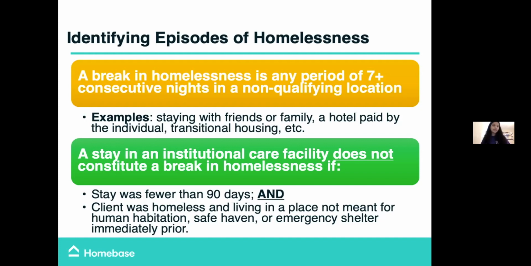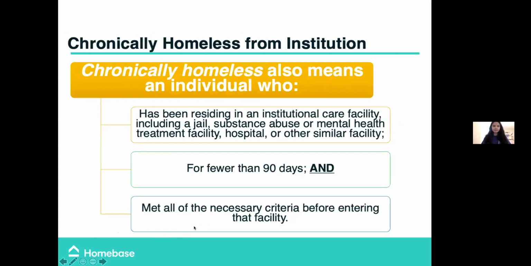I want to note that while the language for Category 1, literal homelessness for institutional stays, is 90 days or fewer, for chronic homelessness, it's fewer than 90 days. So this means 89 days or fewer. An individual stay in an institutional care facility counts towards the 12-month total, so long as the stay is fewer than 90 days and meets all of the necessary criteria before entering that facility.